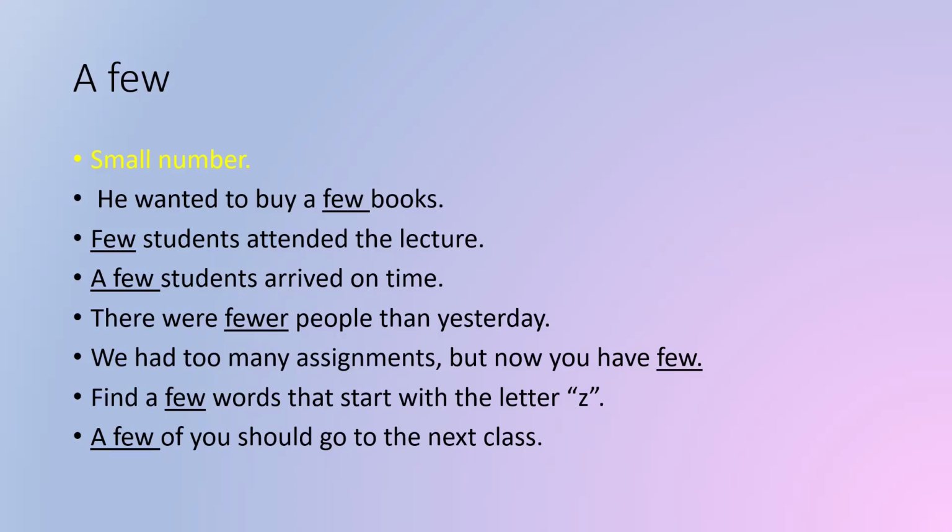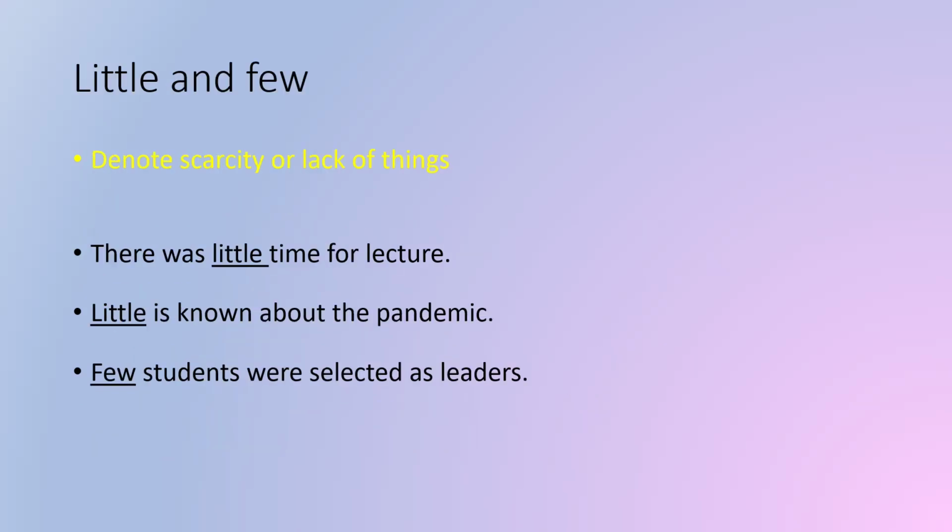Sometimes we use quite before a few, and when we use quite before few, that increases the number of items. As an example, we can say he wanted to buy quite a few books, which means quite a lot of books. The next point is that we use little and few to denote scarcity or lack of things.